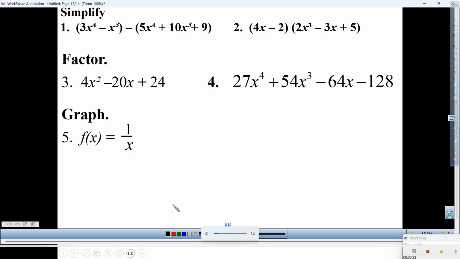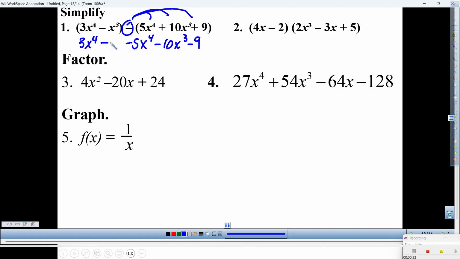Just a reminder, this session is being recorded. Let's go with number 1. It says simplify. What do you guys notice between the two parentheses? A minus. That is correct. So we need to take that negative and distribute to the parentheses to the right. So that becomes negative 5x to the 4th, negative 10x to the 3rd, negative 9. And then bring down whatever's in the first parentheses, 3x to the 4th, and negative x cubed.